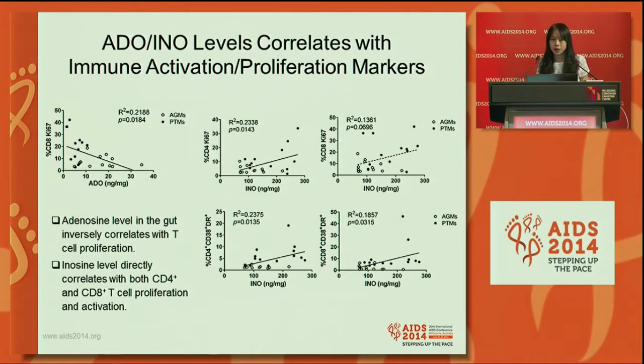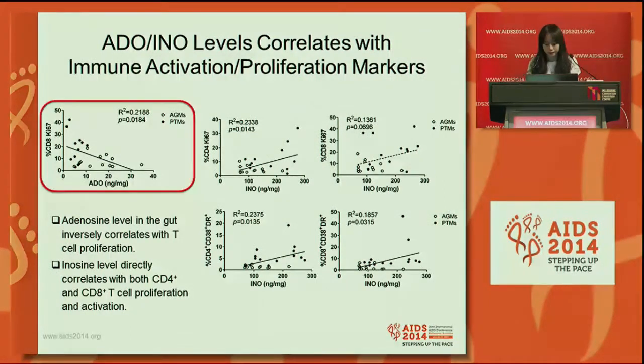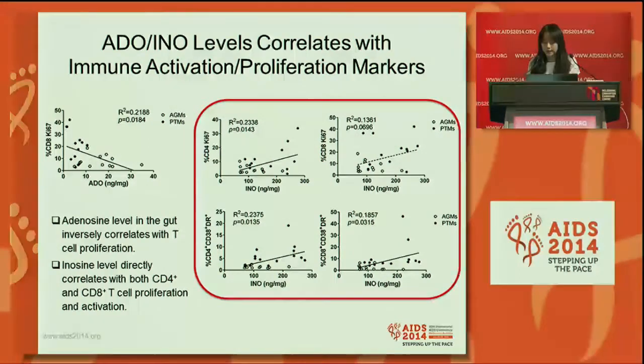And we want to confirm if they actually have a role in suppressing immune activation and inflammation. So we correlate the adenosine and inosine levels with immune activation and proliferation markers. And here you can see inosine levels inversely correlate with the proliferation marker Ki-67 in both models. And the adenosine level directly correlate with both the proliferation marker Ki-67 and the immune activation markers CD38 and HLA-DR.